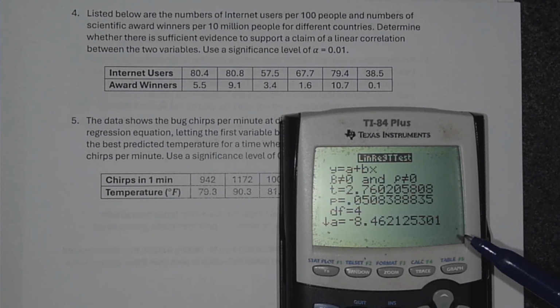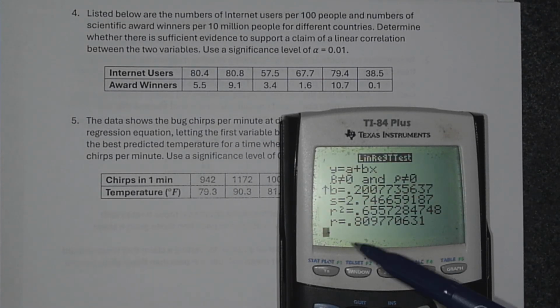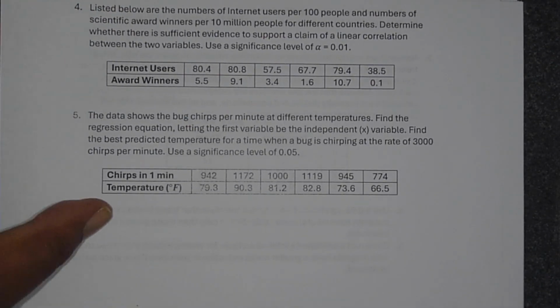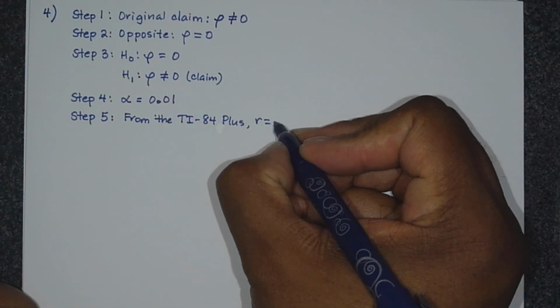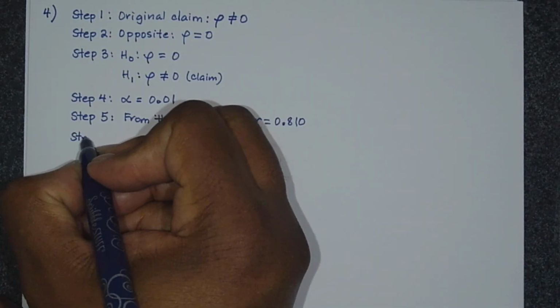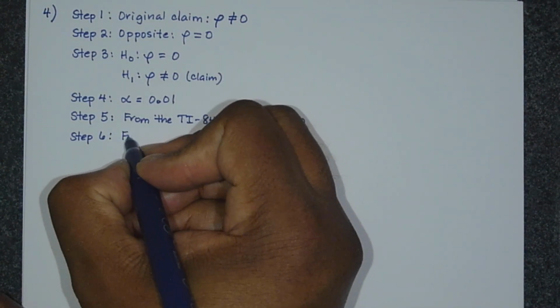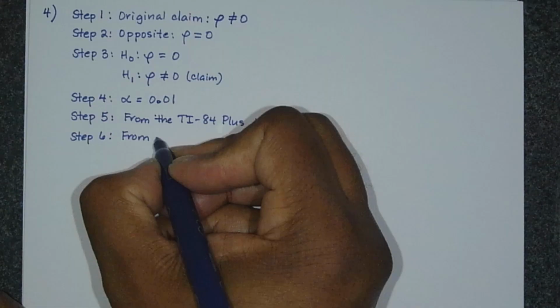In this case, we're going to have to use our down arrow key because there is more stuff here than can be fitted on this screen. Go all the way down, and you'll see where your R is. That's your linear correlation coefficient. To 3 decimal places, what would that value be? 0.810. So that's your linear correlation coefficient. Now, step number 6. This one's going to be a little bit different.